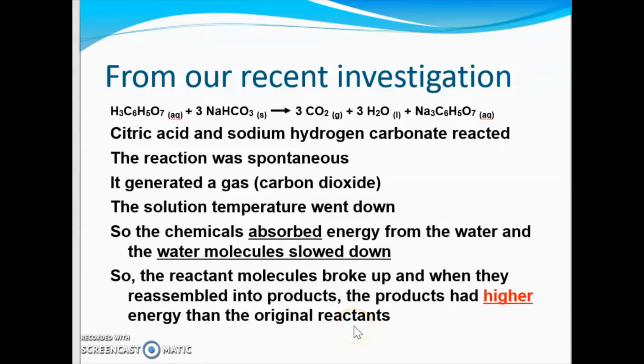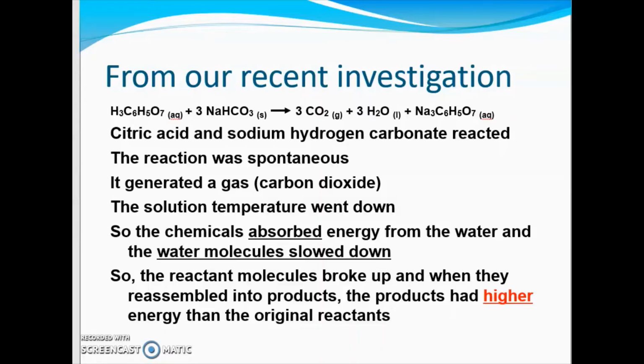So the chemicals, the system, must have absorbed energy from the water molecules because the water molecules got slower and lower in energy. The temperature of the surroundings went down. And since energy can't be destroyed, that tells us that the energy went into the system. And that means that what must have happened was when the reactant molecules broke up and became products, those products must be higher energy than my reactants.